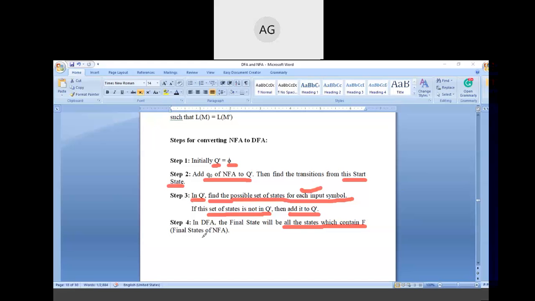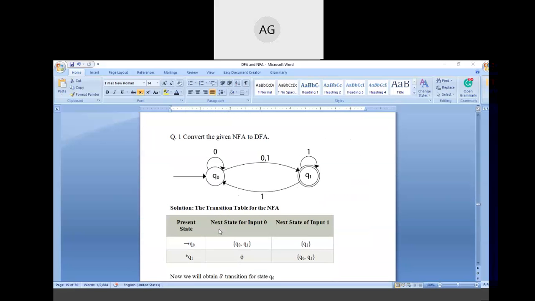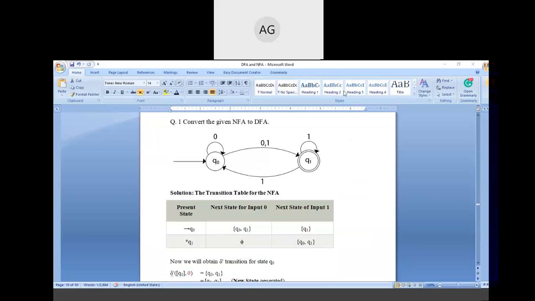Okay. So moving on to solve the questions related to this algorithm. Just pay attention to how we can use this algorithm. Now, question one: convert the given NFA to DFA. So an NFA is given to you. The transition diagram of the NFA is given to you.